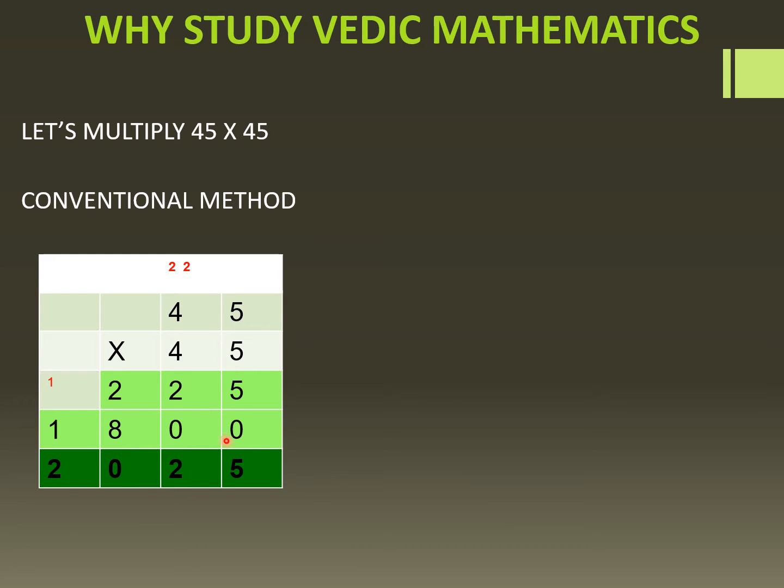Now, in the third step, we add both these numbers together. So 5 plus 0 is 5. 2 plus 0 is 2. 2 plus 8 is 10. So we put a 0 here and carry over 1. And 1 plus 1 is 2. Hence, we get 45 multiplied by 45 is 2025. Now, let's solve the same problem using the Vedic math method.